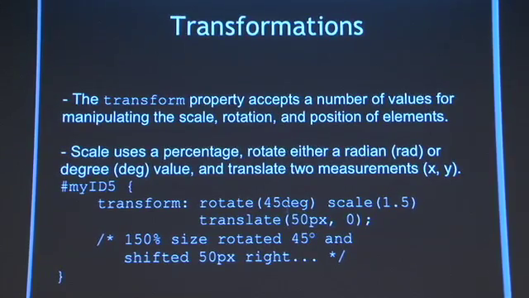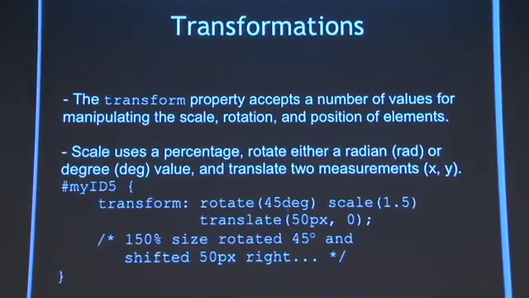The way that works is you can pass a percentage like 100%, 150%, or you can pass a number like 1.5 to represent 150%, sort of like how we saw before with the opacity. And then there's the ability to rotate using either degrees or radians. And you just append DEG or RAD to the end of a number to tell the browser this is the unit that I'm using here.